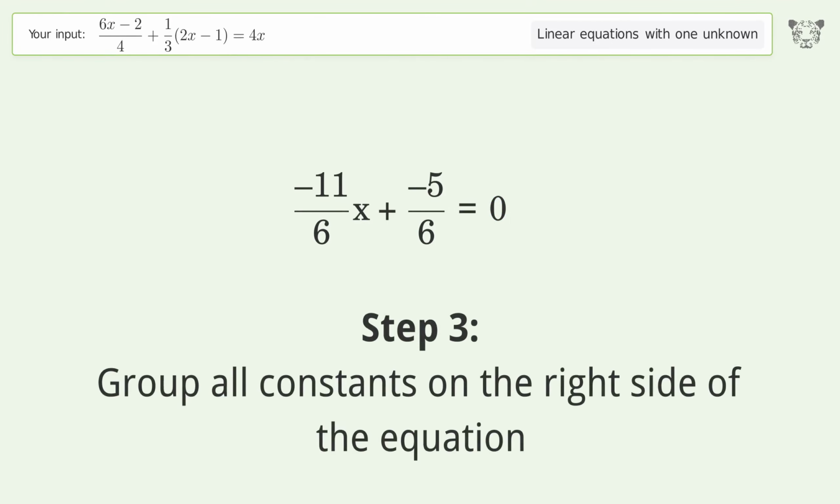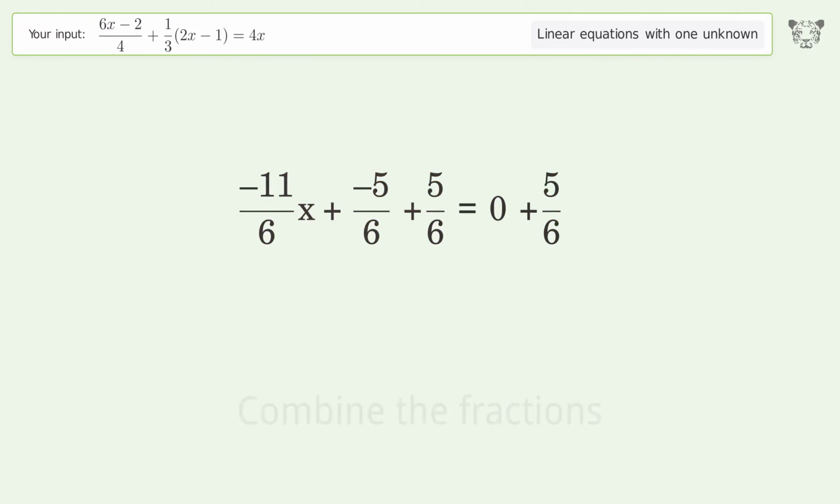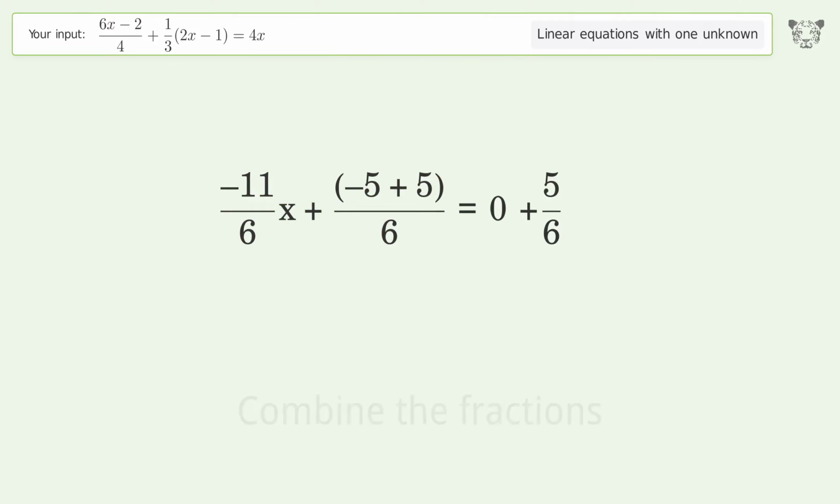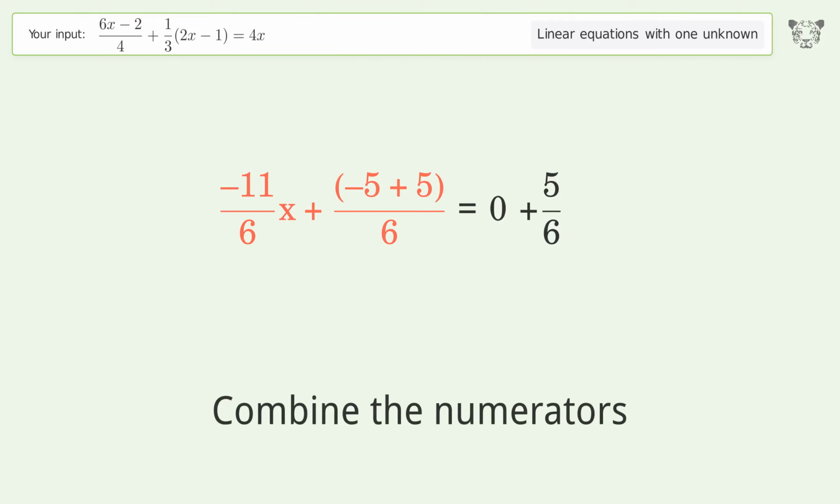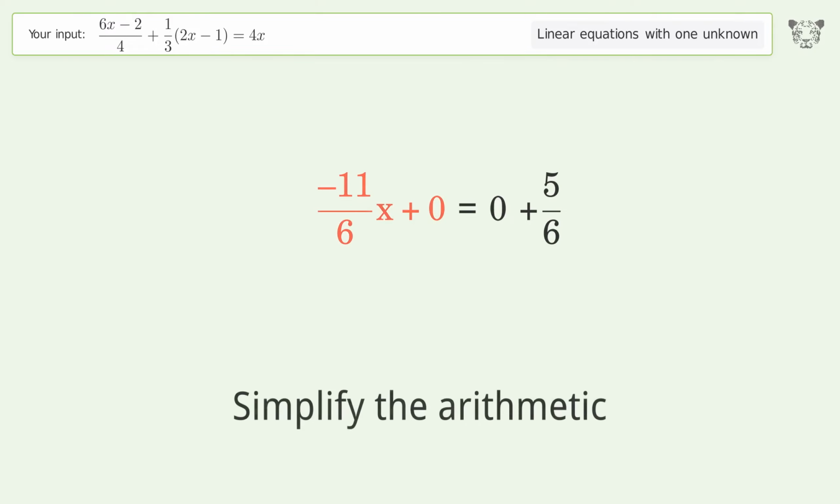Group all constants on the right side of the equation. Add 5/6 to both sides. Combine the fractions. Combine the numerators. Reduce the zero numerator. Simplify the arithmetic.